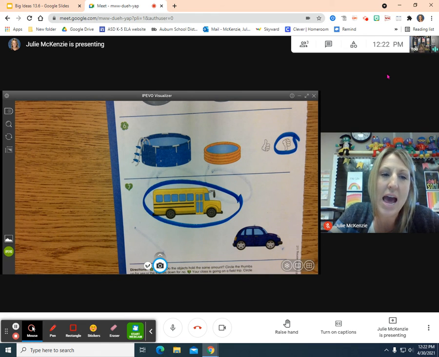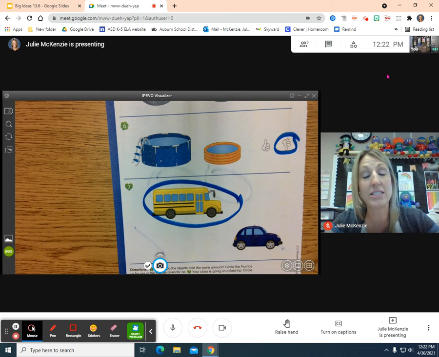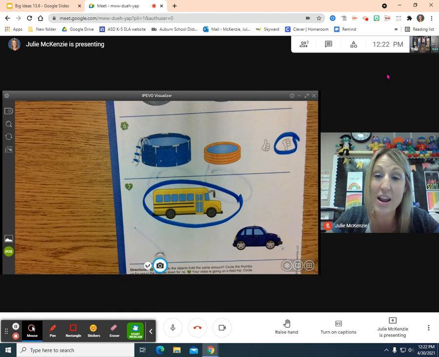All right, I'm hoping that you are now understanding what the word capacity means. And I hope that you can explain how to compare the capacity of two objects. I hope you can tell me if the capacity of two objects is the same or not. And I hope you can tell me when one object can hold more or can hold less than another object. Great job learning about capacity today.